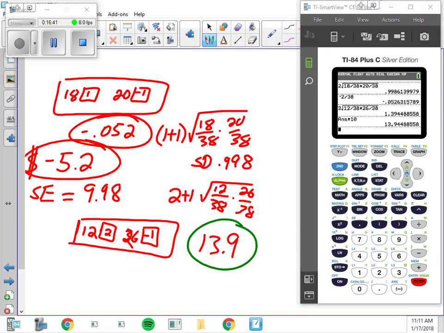So this number and this number are different. What does that mean? There is more variation in the second game. Yeah, there's a bigger chance error because there's a bigger chance error in 2. So A is false, right?